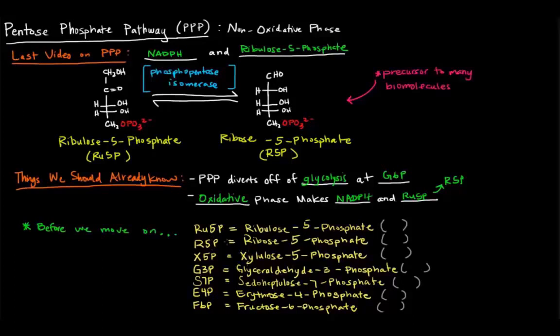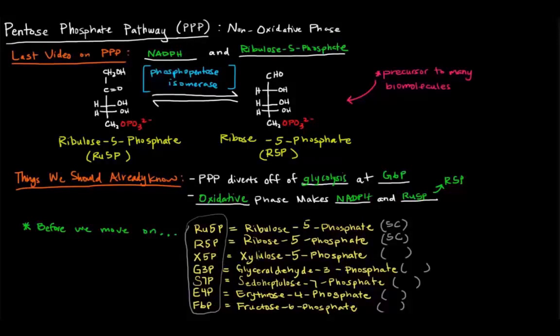So I'm going to be referring to things mostly by these abbreviations here. These are all a bunch of monosaccharides. So RU5P and R5P, ribulose 5-phosphate and ribose 5-phosphate, are both 5-carbon molecules that we've already encountered. But the rest of these things here are X5P, xylulose 5-phosphate, G3P, glyceraldehyde 3-phosphate, S7P, sedoheptulose 7-phosphate, E4P, erythrose 4-phosphate, and F6P, fructose 6-phosphate. I'm not actually going to be drawing all of these different things, so I'm just going to be referring to them by their abbreviations.